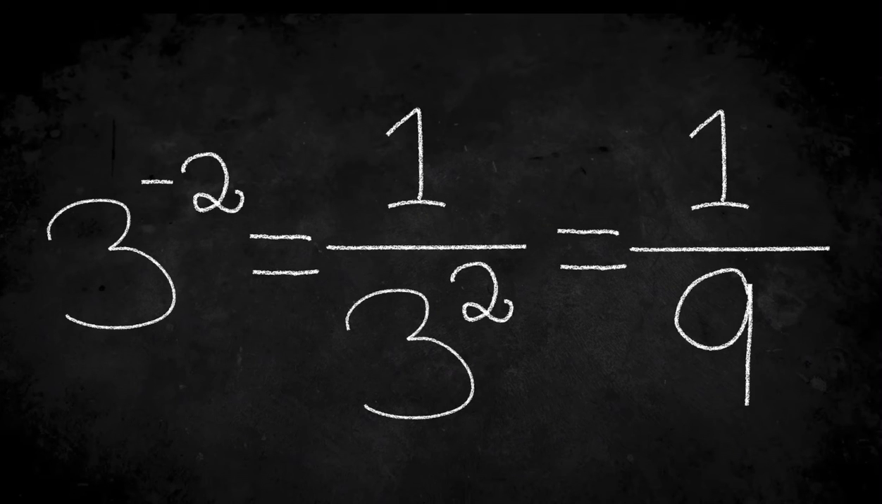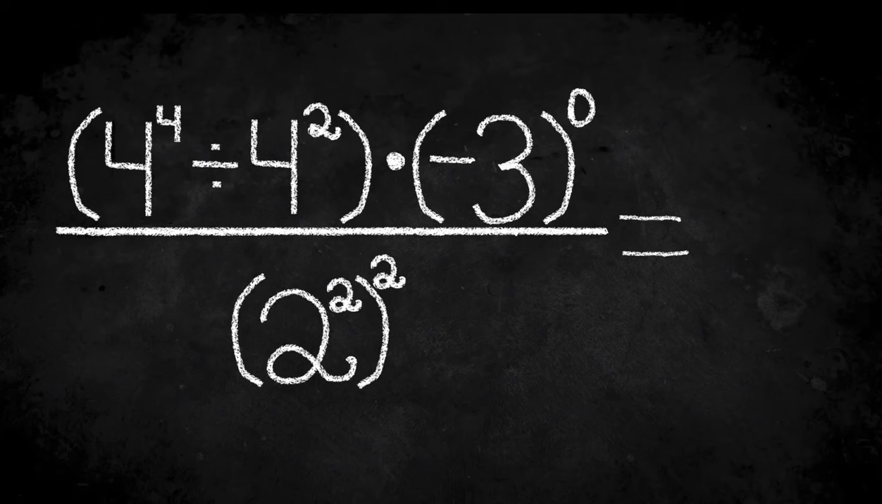So now that we know this, let's solve this problem. So we need to solve 4 to the power of 4 divided by 4 to the power of 2, times negative 3 to the power of 0, over 2 to the power of 2 to the power of 2.